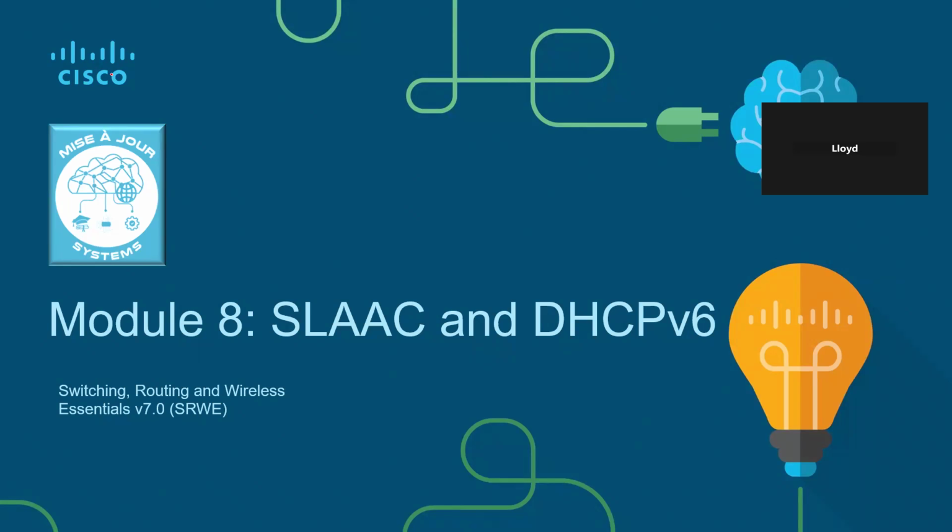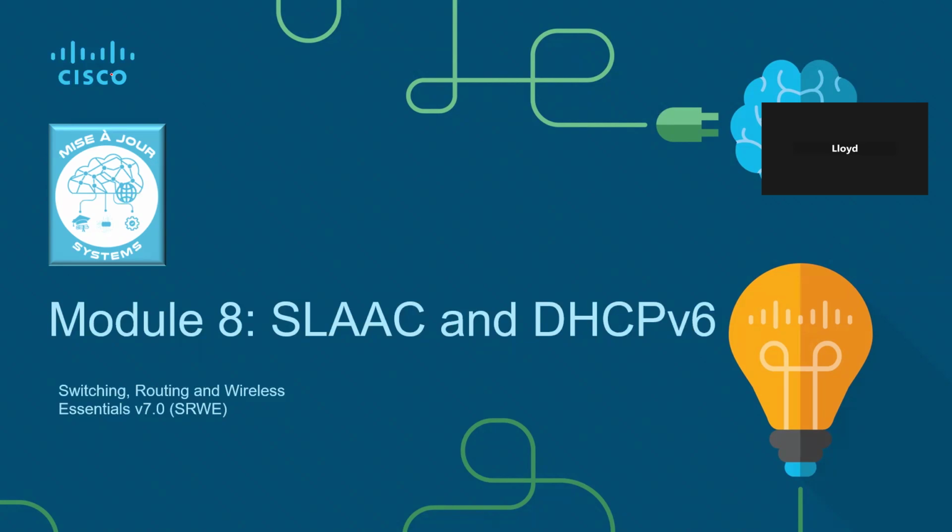Today's session, module 8, we look at dynamic address assignment for IP version 6. So we'll look at stateless auto configuration, SLAAC, and we'll look at DHCP version 6.